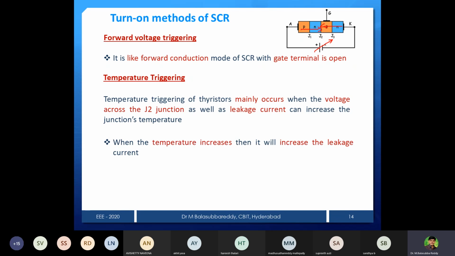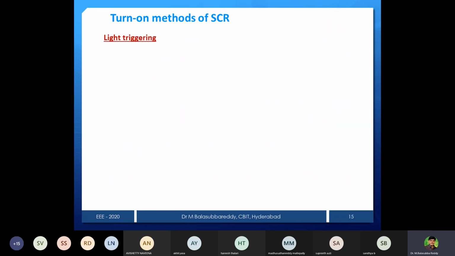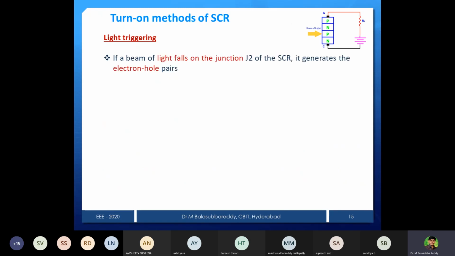That's what I mentioned in the theory part. Now, light triggering. Here we can see a beam of light, or you can say a laser beam, thrown onto junction J2. This is a very accurate method, a very sharp triggering. What will happen if we pass the laser beam onto junction J2? The electron-hole pairs are going to increase.